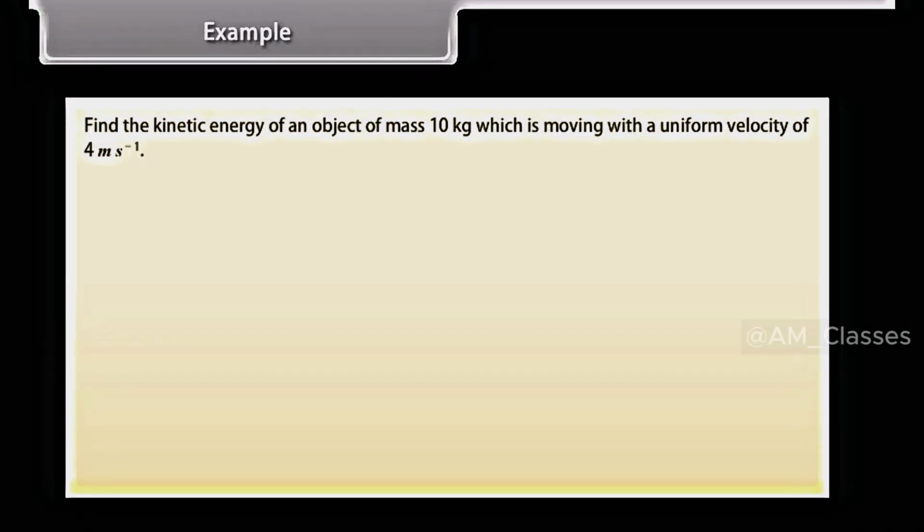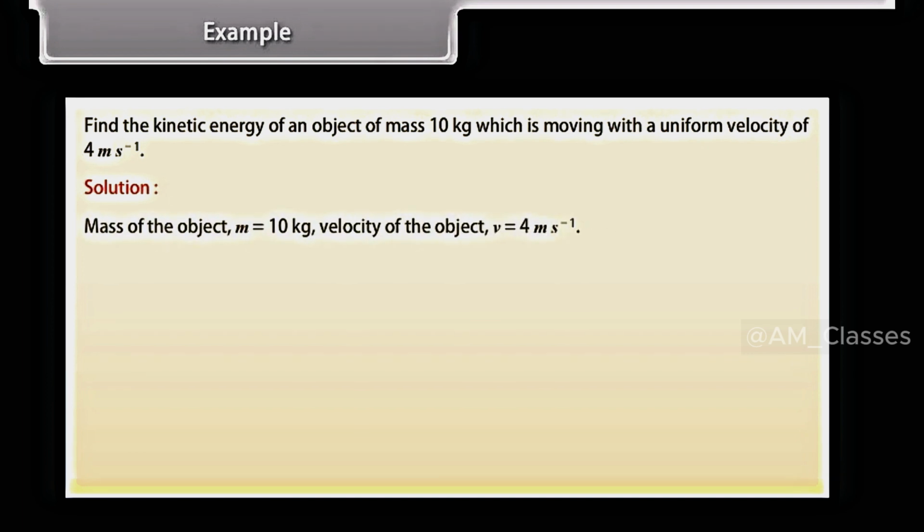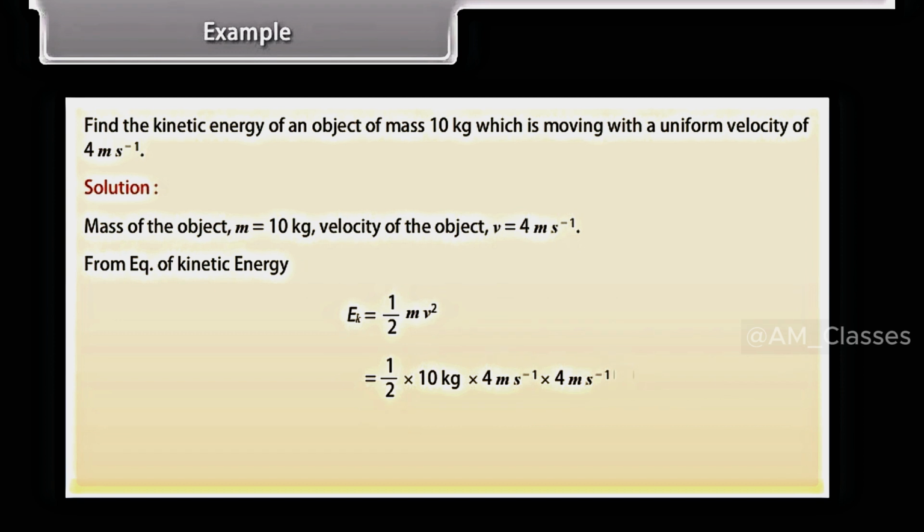Example. Let's now find the kinetic energy of an object of mass 10 kg which is moving with a uniform velocity of 4 meter per second. Solution. Here mass of the object m is equal to 10 kilogram. Velocity of the object v is equal to 4 meter per second. From the equation of kinetic energy we get 1 upon 2 into 10 kilogram into 4 meter per second into 4 meter per second, which is equal to 80 joules. Hence the kinetic energy of the object is 80 joules.